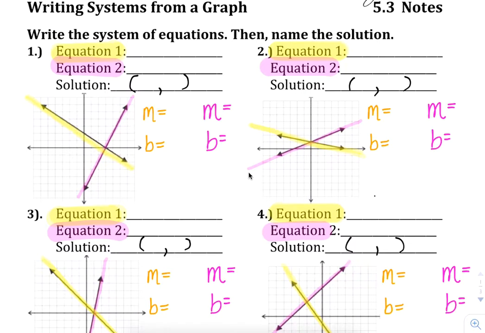Hey guys, we're back with the notes for 5.3. Today we're going to be writing a system, that means two equations, when given a graph.